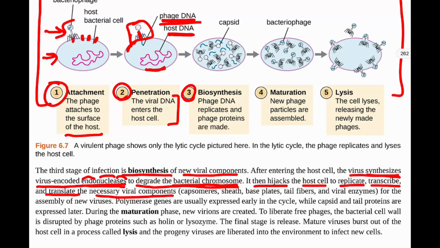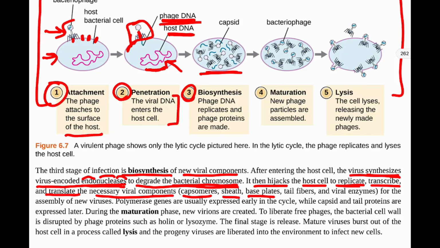So remember, the pink here is our host DNA, and you don't see any of the pink over here because it has completely broken it apart and degraded it. And so then it can take over all of the other mechanisms within the bacteria cells. So all of the things that make proteins, it can use the ribosomes and everything that it can to go through this replication, transcription, and translation in order to make its capsomeres, which were the proteins to make its capsid, the sheath, base plates, tail fibers, and other viral enzymes.